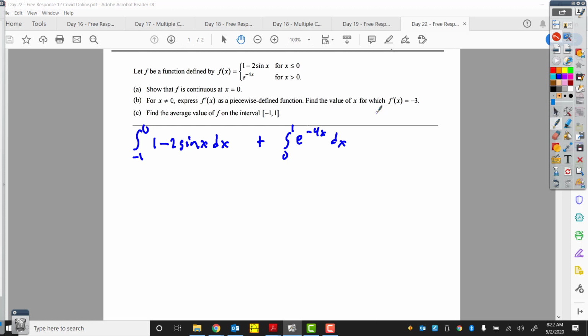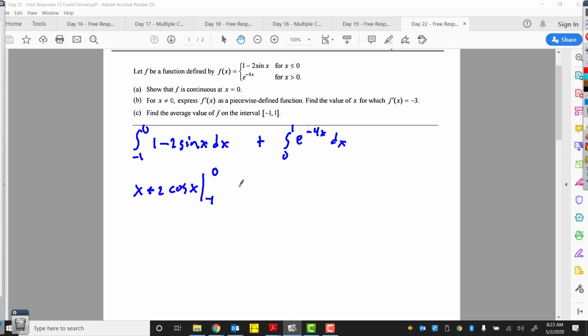And now we need to actually solve this. Not going to be great numbers, just be prepared for that. So let's start with this one. Integral of 1 is just x minus integral of 2 sine x. Well, that's 2 times the integral of sine x, which is just going to be negative cosine x. So we get positive 2 cosine x, from negative 1 to 0.